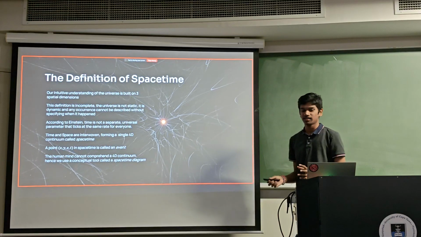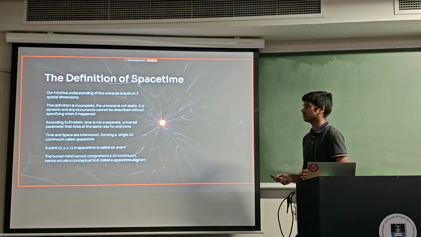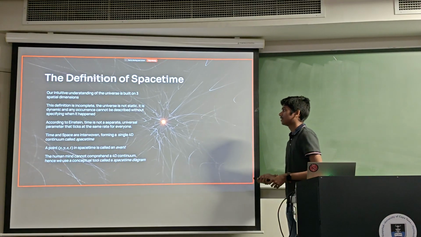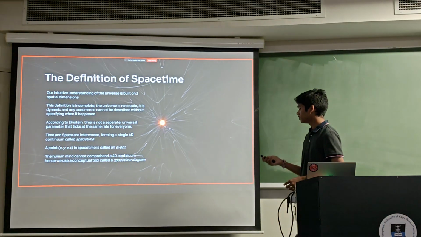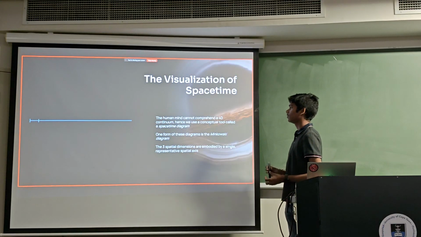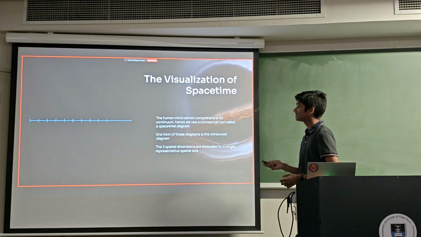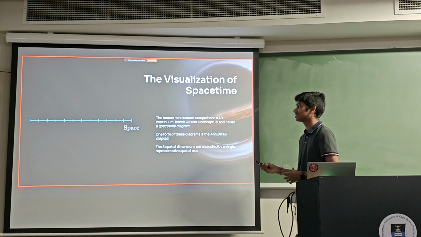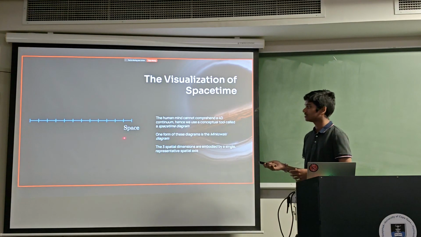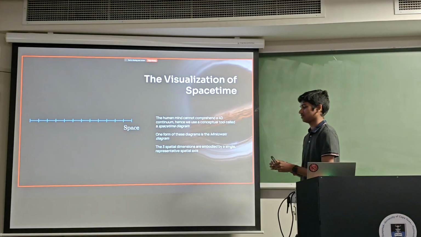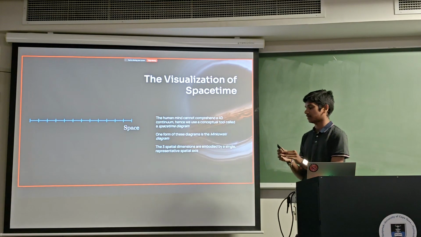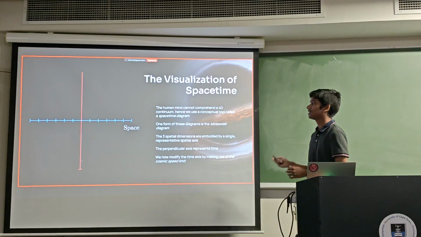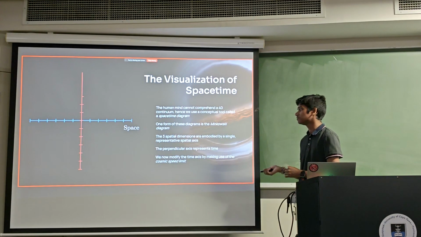Obviously the human mind cannot comprehend a 4D continuum, so we use a conceptual tool called a space-time diagram. We're going to be using a very simple form of a space-time diagram known as a Minkowski diagram. This is basically compressing all 3 spatial dimensions onto a single representative spatial axis. So our x-axis here represents all of space: up, down, forward, back, left, and right. And then we make our perpendicular axis the time axis. So now this represents time.